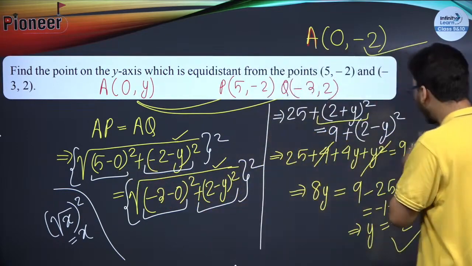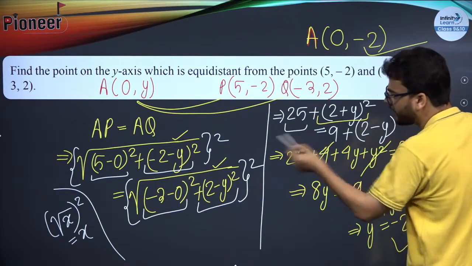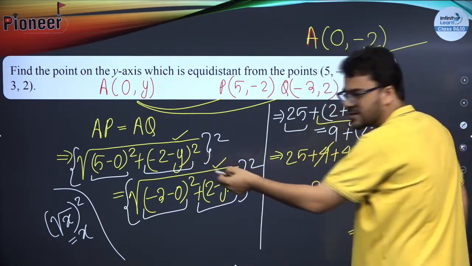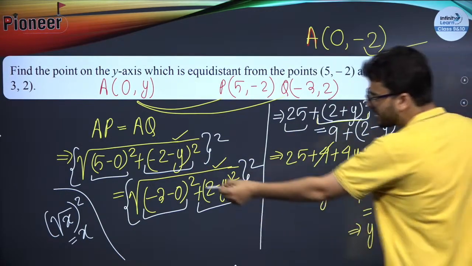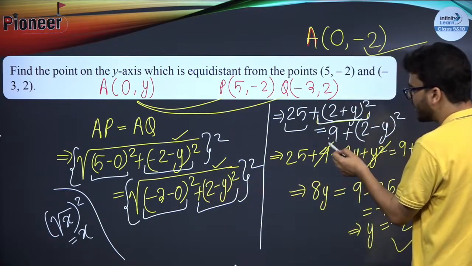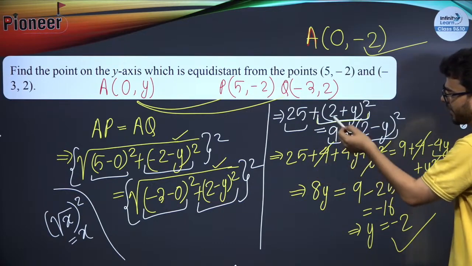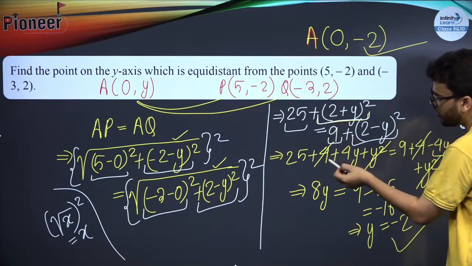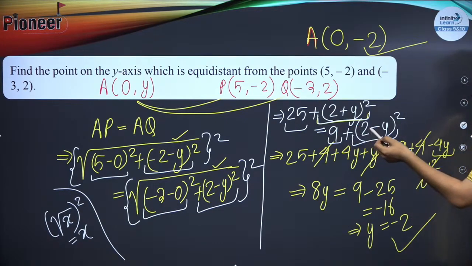5 minus 0 the whole square over here will be 25 only. And minus 2 minus y, I can write it as 2 plus y the whole square as well. Now on the other side, minus 3 the whole square is nothing but 9 only, and 2 minus y the whole square is there. Now if you open up this, you'll get 2 square is 4, 2 2s are 4y, y square over here, and this is 9, and this is 4. You're just opening using the a minus b the whole square formula: minus 4y plus y square. So y square and y square got cancelled out over here.